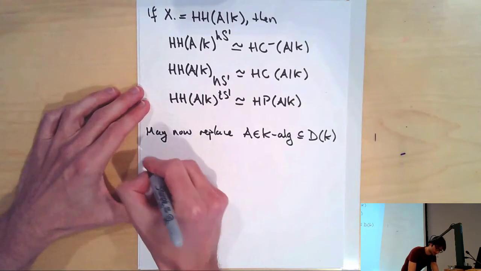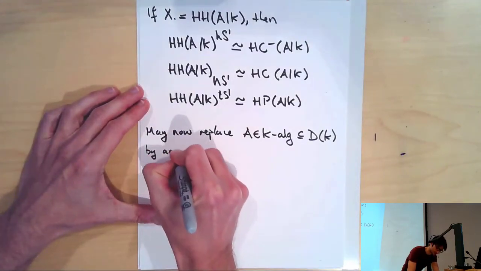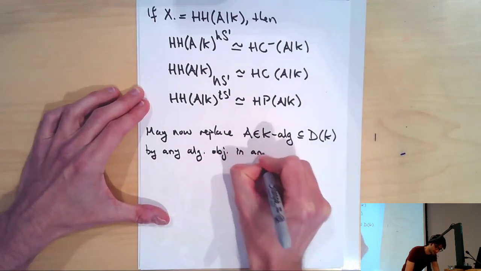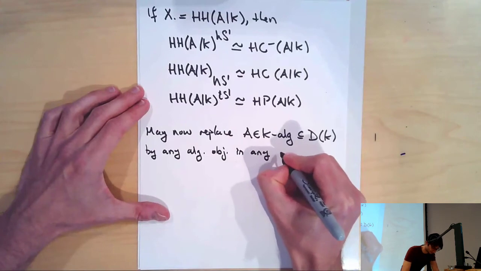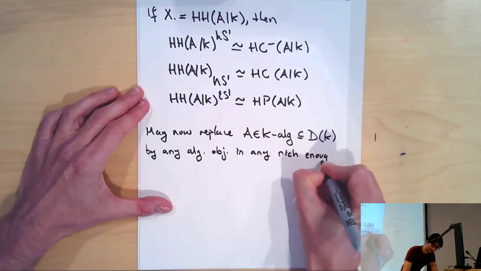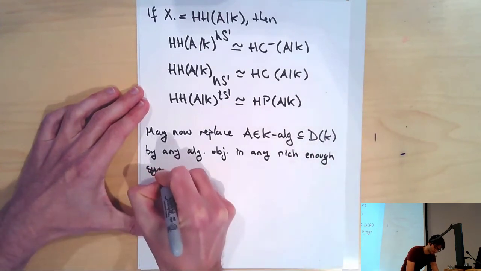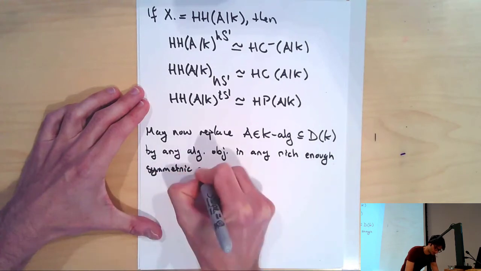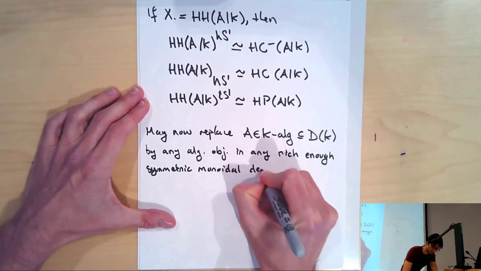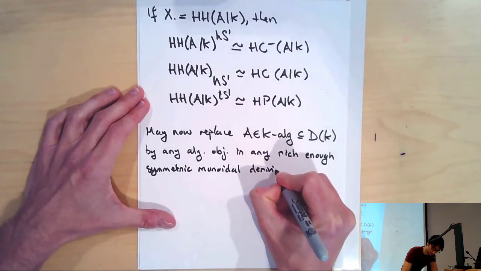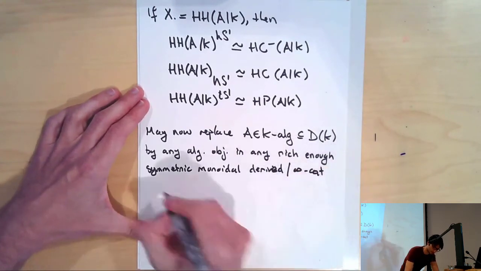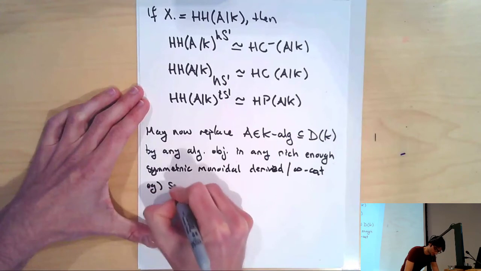We can now replace this, let's say, by any algebra object in any, and now we can just start writing down as many adjectives as we feel are necessary to make the theory work. Say any rich enough, symmetric, monoidal, well, we want something of a derived flavor, derived or infinity category. And where we're actually going to do this is in the world of spectra.